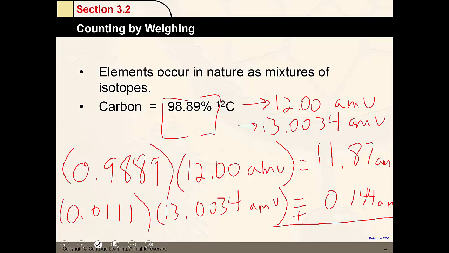And now, to get the actual average atomic mass, we add those together. With the correct number of sig figs, we get 12.01 AMU. And you'll notice that 12.01 is the number for carbon on the periodic table. So as long as you had these values for every element, the percentages and the atomic mass of each one, you'd be able to calculate the average atomic mass that is present on the periodic table.